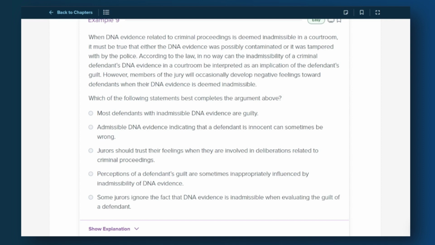The question is asking us to complete the argument, which is code for find the conclusion. Let's lay out our premises. First, when DNA evidence is deemed inadmissible, it can be due to contamination or mishandling. Second, the law forbids the jury from using this inadmissible evidence or the evidence's inadmissibility as an implication of a defendant's guilt. Third, the jury can still develop a prejudice against the defendant even though they're not supposed to.